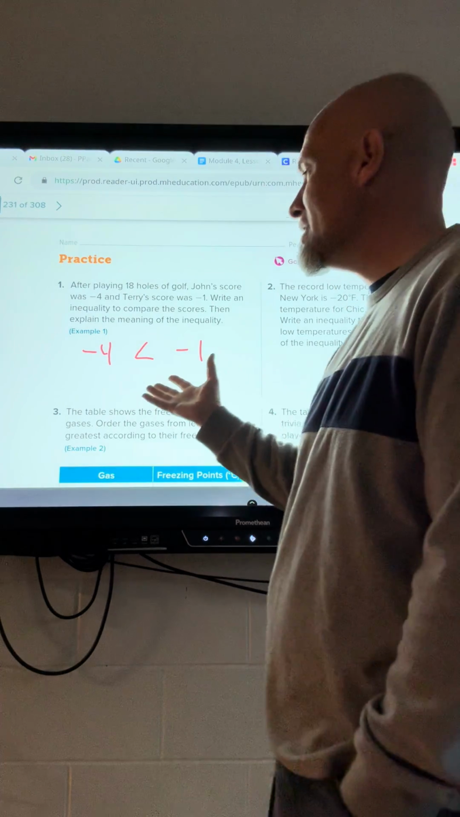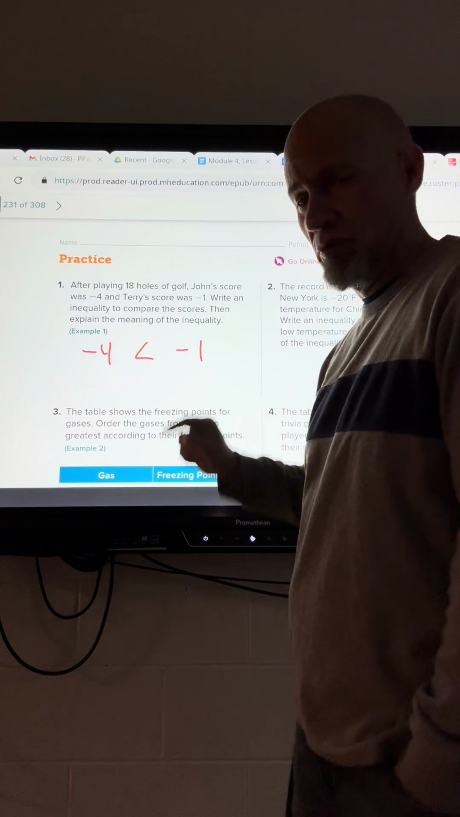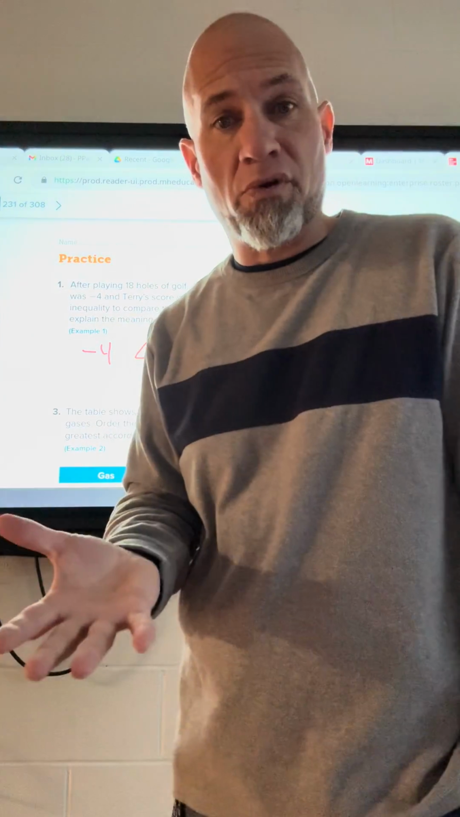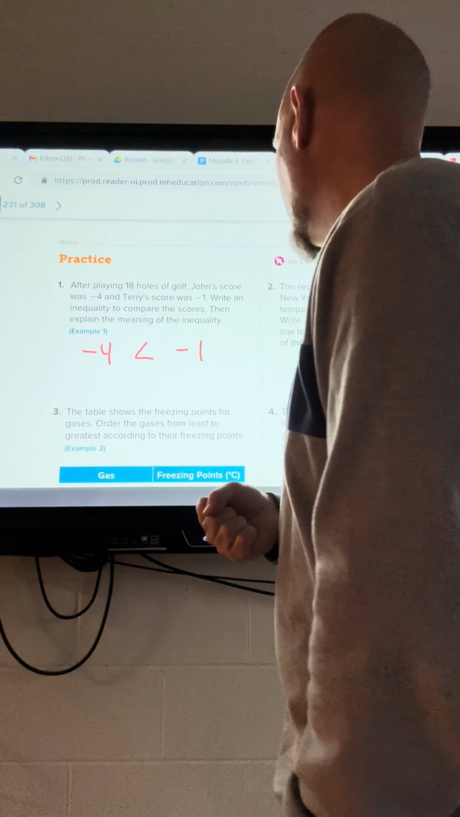Now, what does this mean? This means that -4 is a smaller score than -1. And technically it means he's used 3 less strokes in golf to complete the number of holes that they've completed, okay?